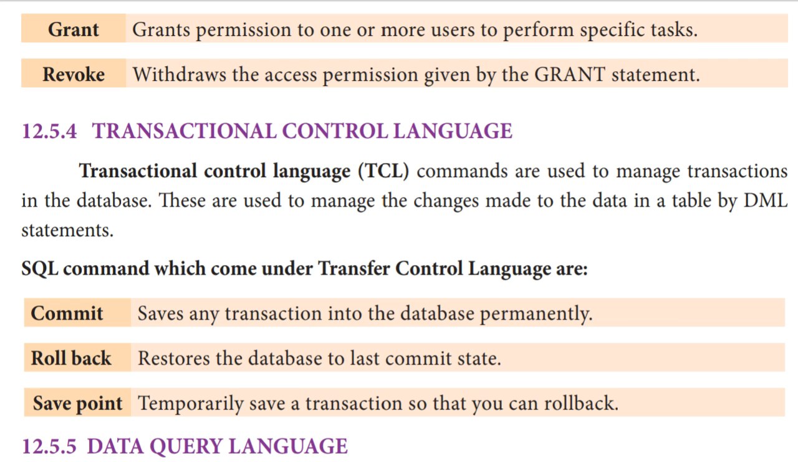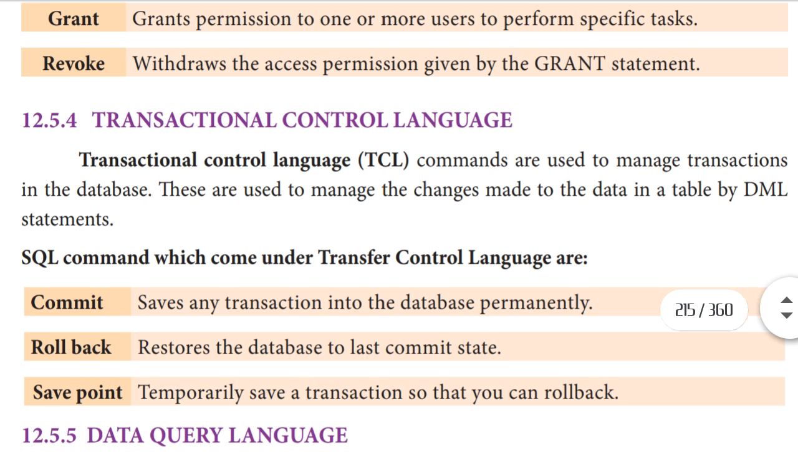Next one is savepoint. It temporarily saves your transaction so that you can roll back. Whatever changes we are making, it temporarily stores all the transactions. Then whenever we need, we can get back with the help of the rollback command. So we have three SQL commands under transaction control language. First one is commit, second one rollback, third one is savepoint.